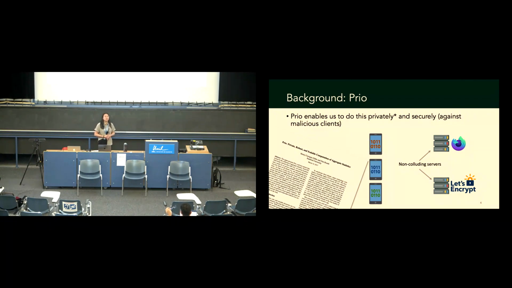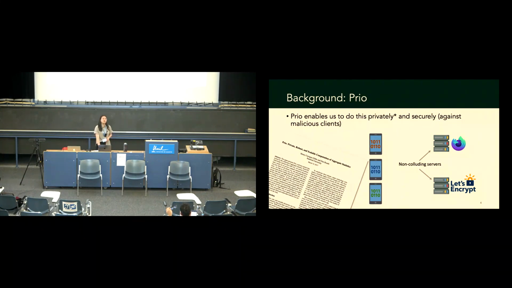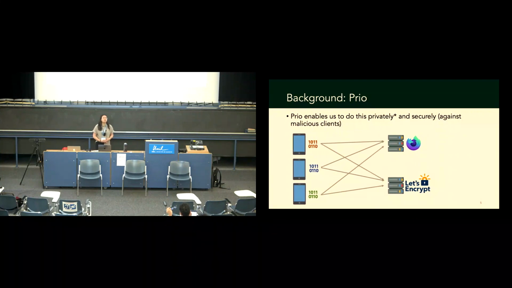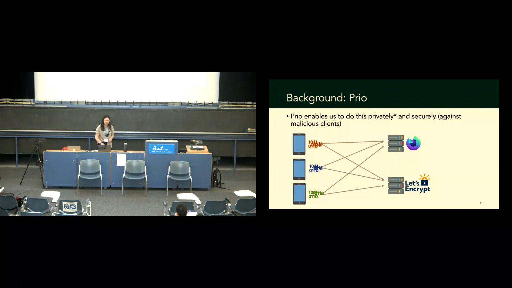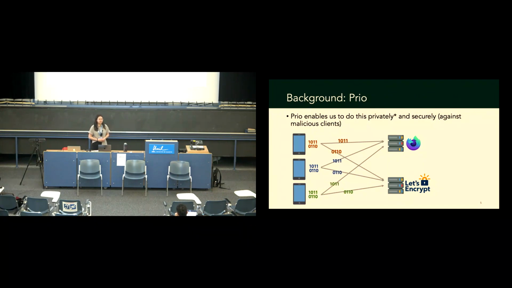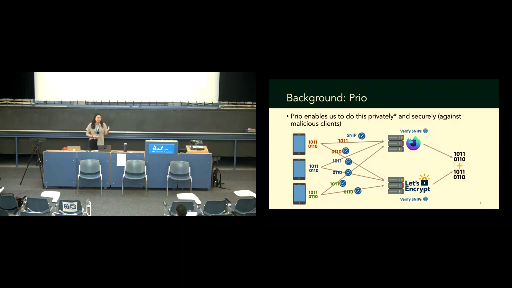So Prio is work from 2017 by Henry Corrigan-Gibbs and Dan Boneh. And the idea here is that they introduce a second non-colluding server. So imagine we have one server controlled by Mozilla and one controlled by Let's Encrypt. The users will secret share their data to these two servers and also send along what's called a secret shared non-interactive proof. So this SNIP will sort of verify that this data is well-formed. These servers can then collectively verify these SNIPs and then compute whatever aggregate statistic they want.